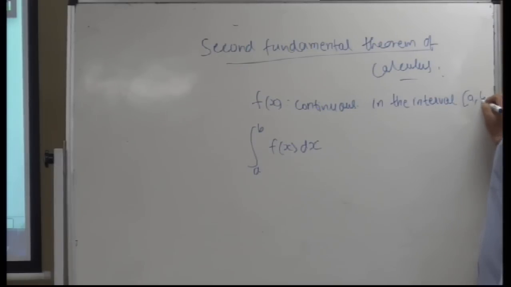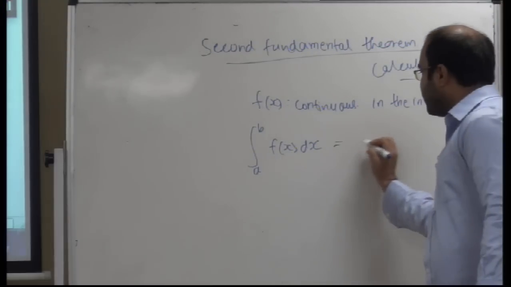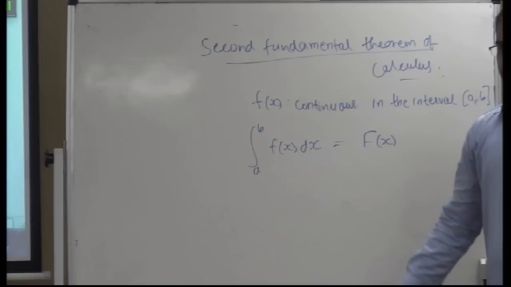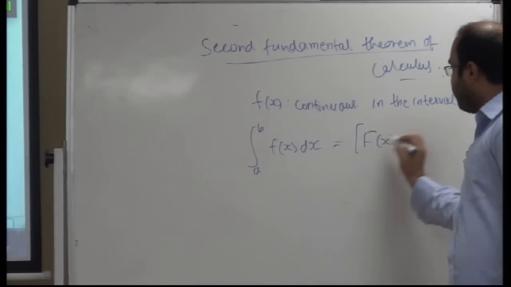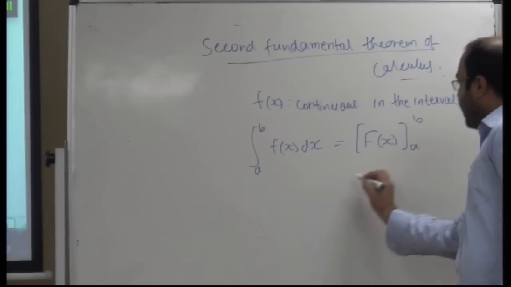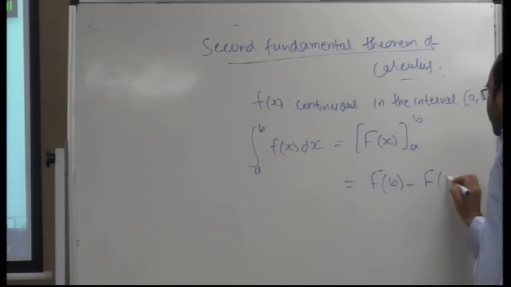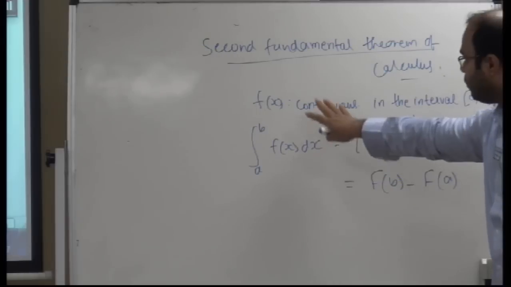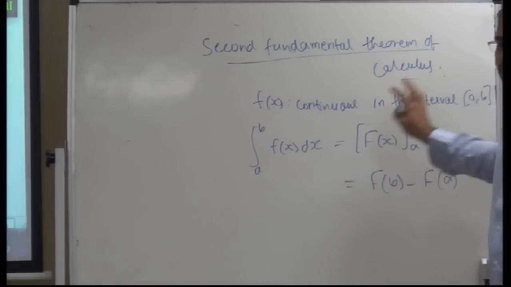Now when we integrate this function from a to b, we get a function capital F(x), which is actually an integral of a small f(x), which we were doing in indefinite integral. And when we put the limit from a to b, we write it like this: F(b) minus F(a), and this value is the value of the integral a to b f(x) dx, which is the second fundamental theorem of calculus.